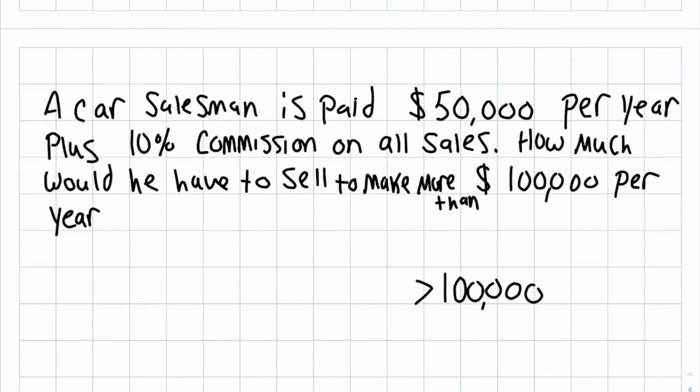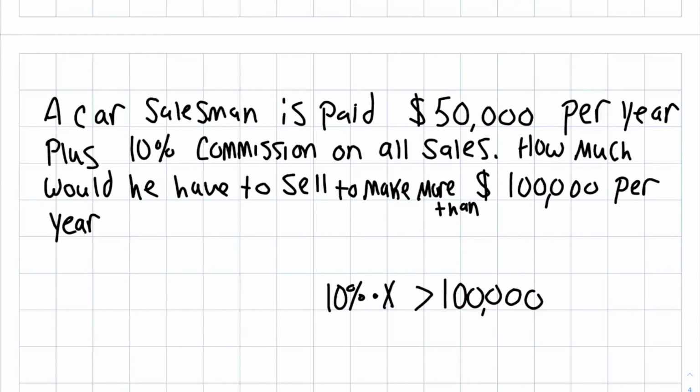So now we look and we say, okay, he makes 10% commission per sale. So if he makes 10%, then we know that he is making 10% times however many sales he makes. And he's also making $50,000 per year, regardless of what he sells. So we're just going to add that on top. So $50,000 plus 10% times x, where x would be the number of sales that he makes, is greater than $100,000.